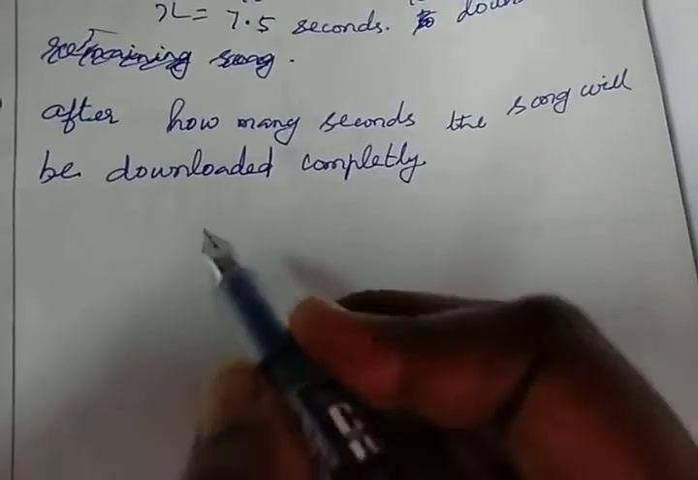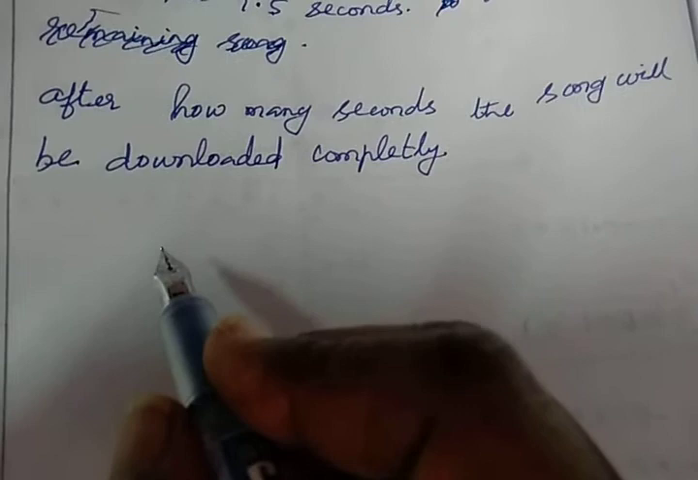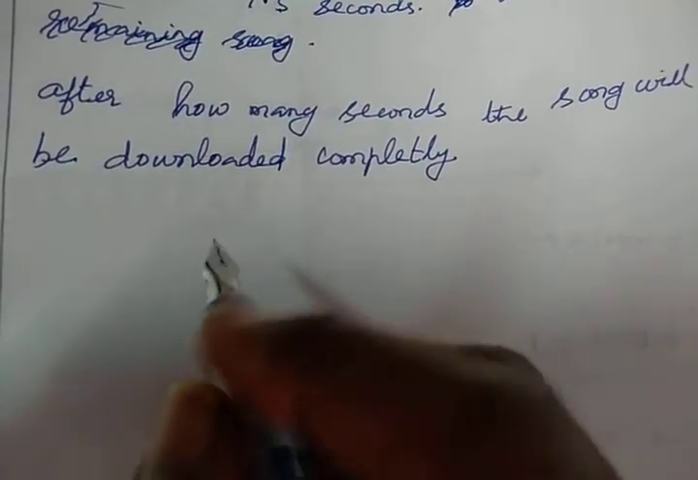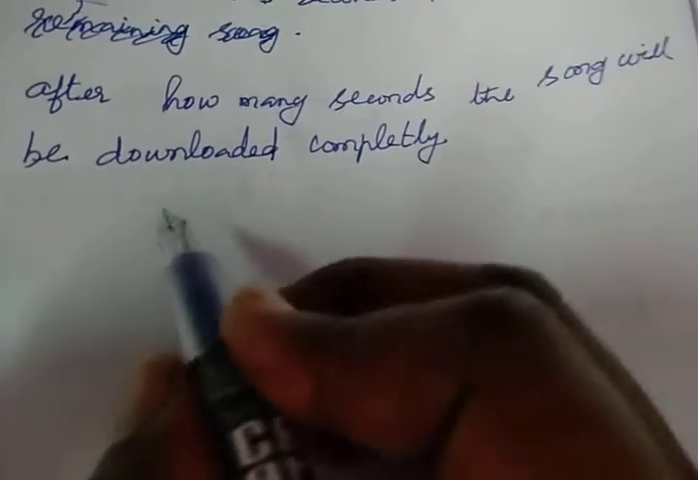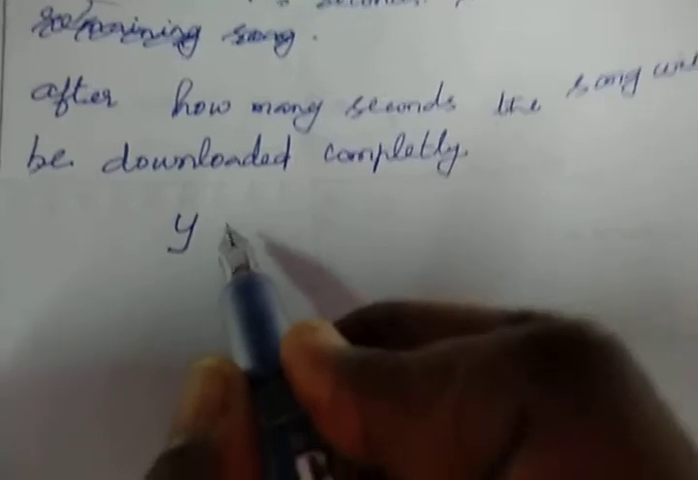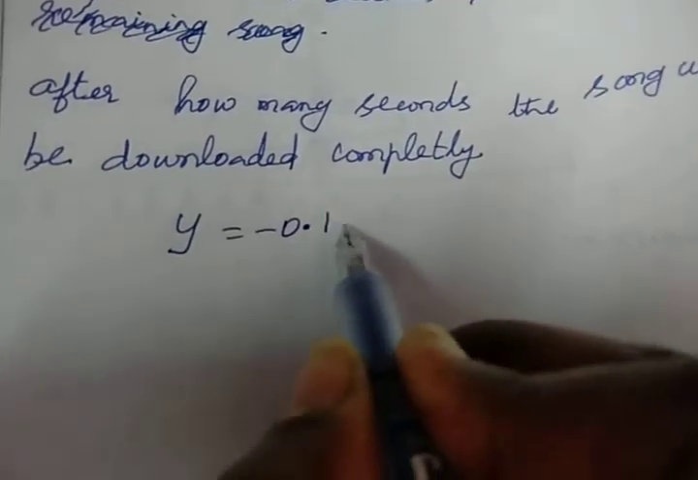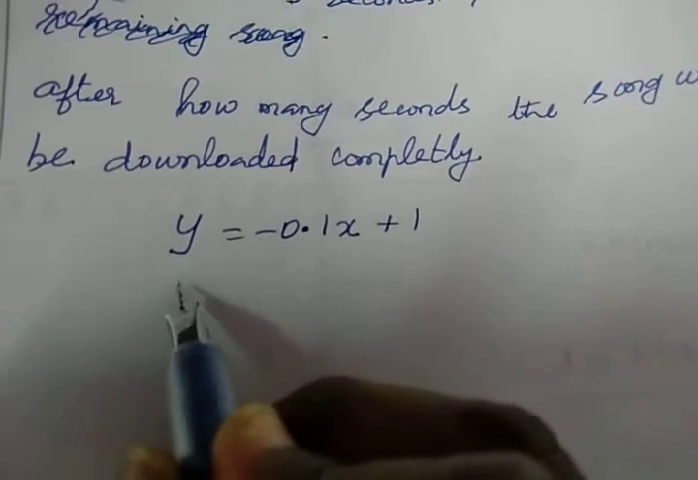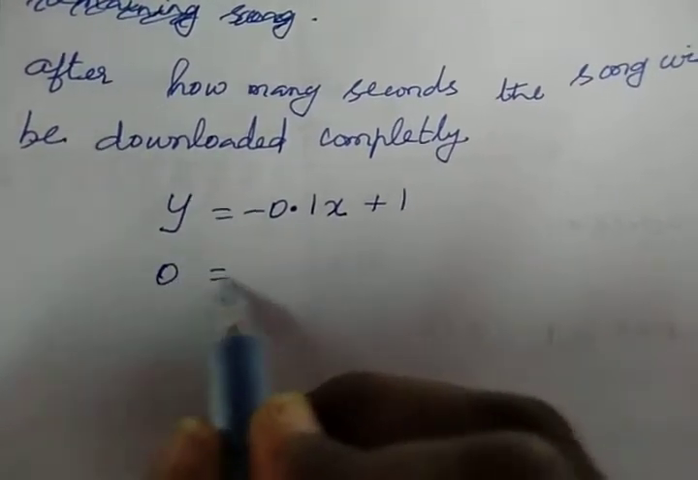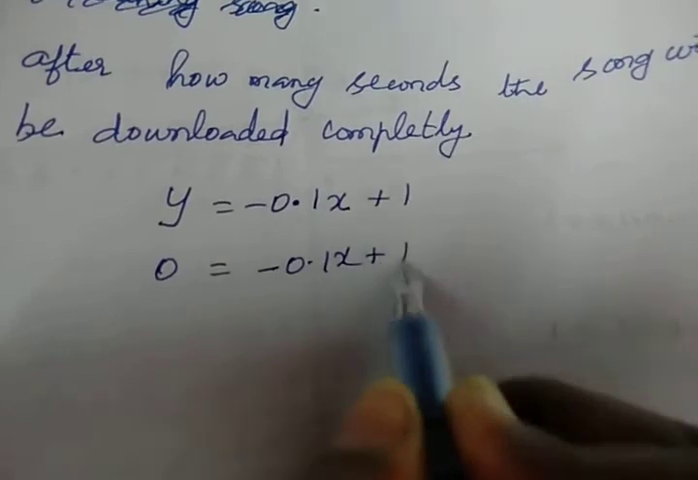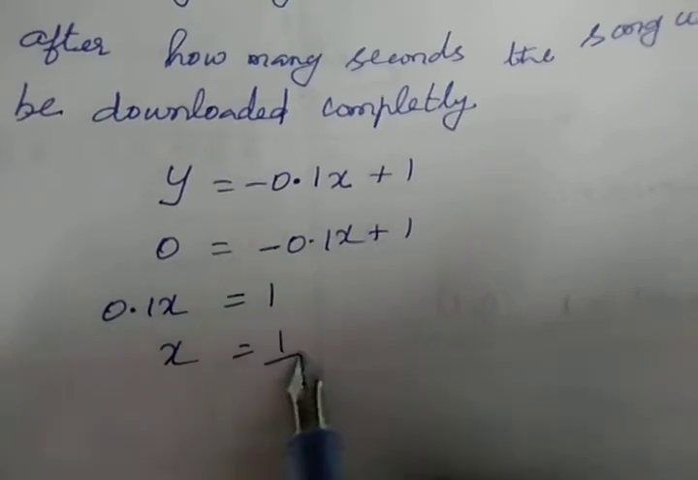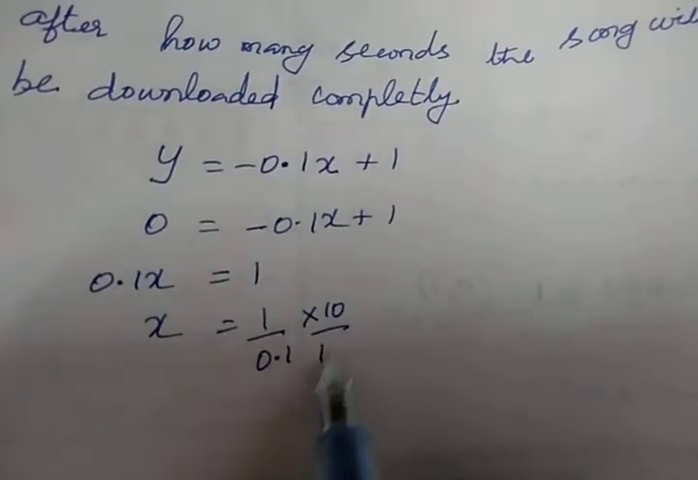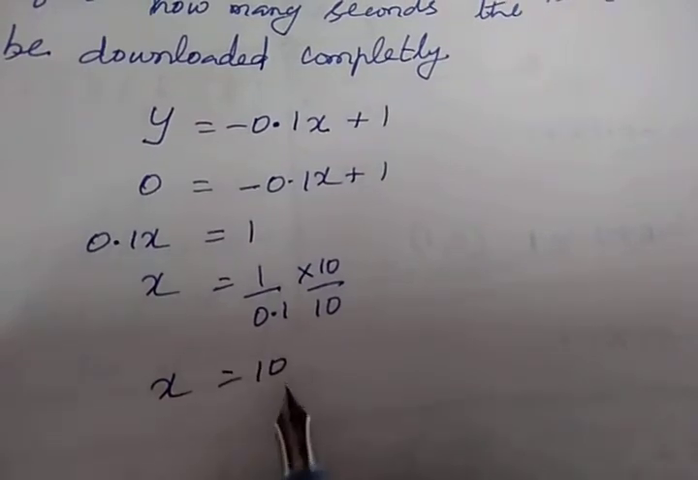Here is the final subdivision: after how many seconds will the song be downloaded completely? The song is downloaded completely when y is equal to 0, which means the full song must be downloaded. So first write the equation: y is equal to minus 0.1x plus 1. y will be 0, so 0 is equal to minus 0.1x plus 1. Take this to the left hand side: 0.1x is equal to 1. X is equal to 1 divided by 0.1, into 10 divided by 10. X is equal to 10.